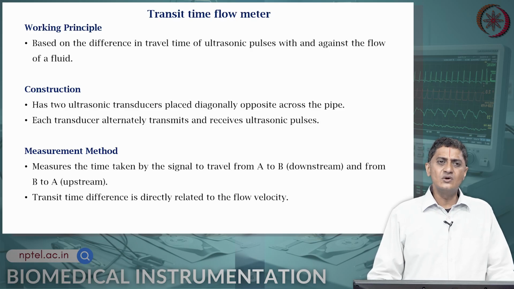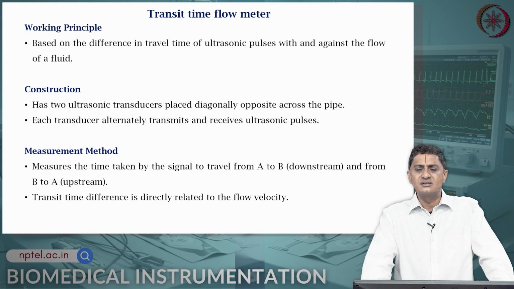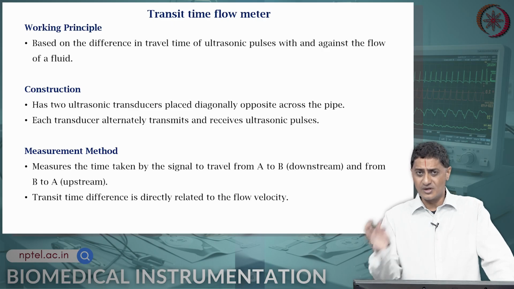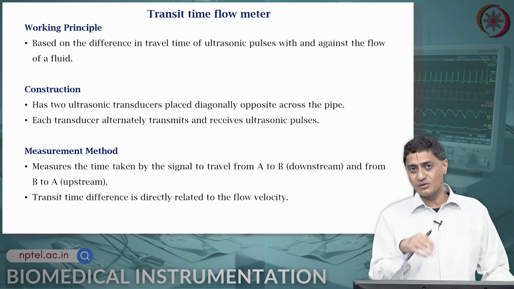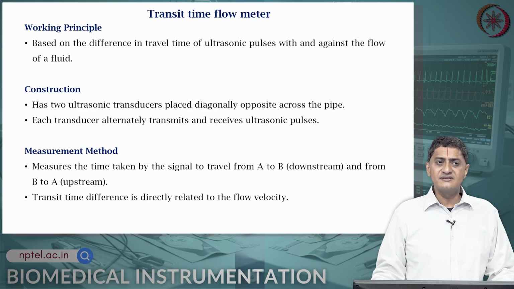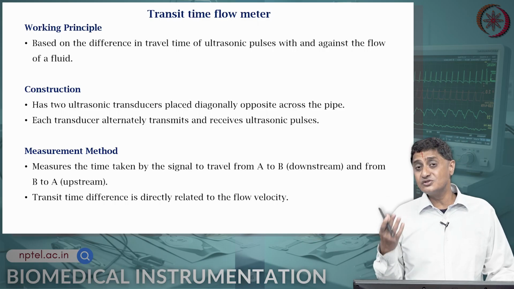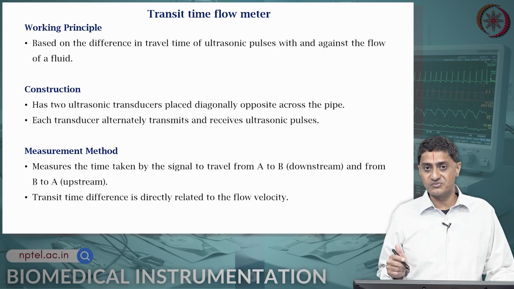It essentially has two ultrasonic transducers placed opposite each other across the pipe. Each transducer alternately transmits and receives. If one is transmitting, the other one will receive. If the other one is transmitting, this one will receive. This essentially measures the time taken by the signal to travel from A to B. Consider that these two transducers do not move with respect to each other. The distance between these two is the same.